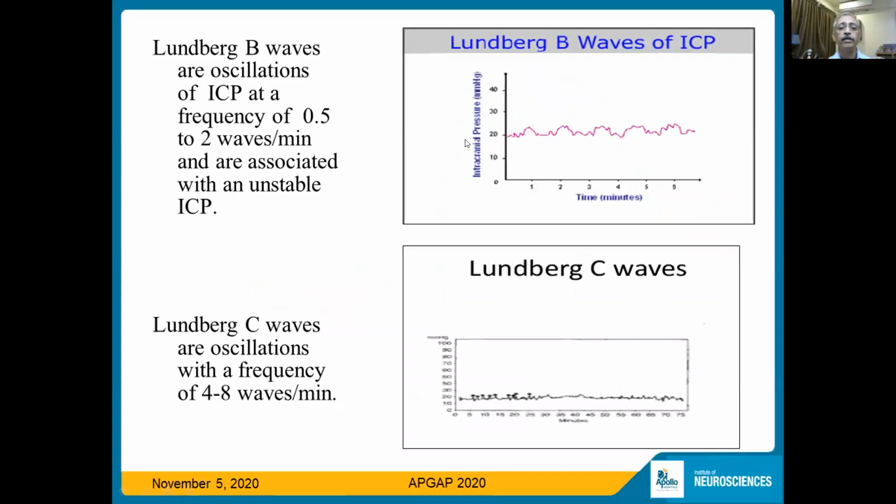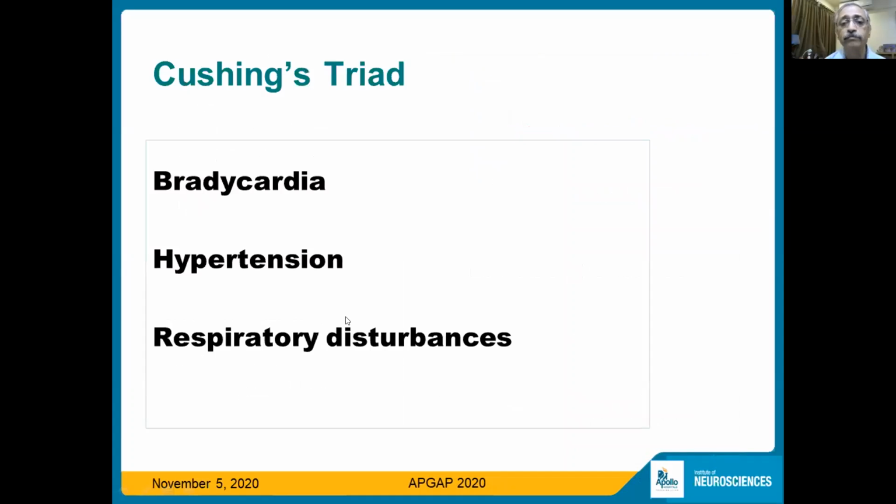B waves are seen at up to 0.5 to 2 waves per minute and are associated with unstable ICP, which means they are a precursor of the appearance of plateau waves. The importance of Lundberg C waves is still not clear.